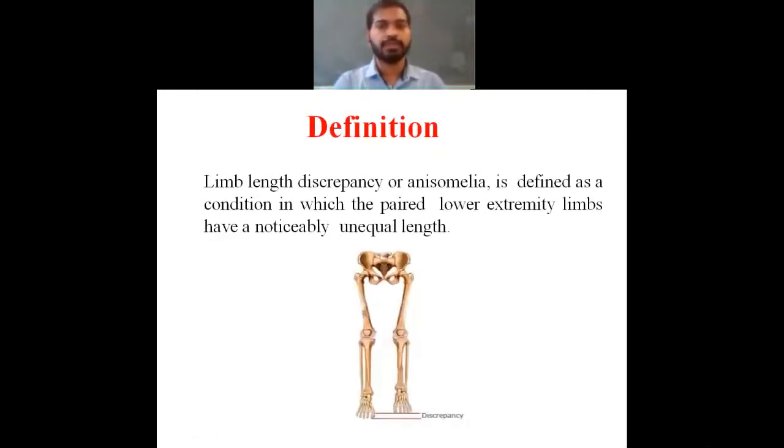So the definition, you already know that. It is limb length discrepancy, otherwise called anisomelia. Just remember, anisomelia is the other name of limb length discrepancy. It is defined as a condition in which the lower extremity limbs have a noticeable unequal length. Can you see the diagram? Can you see the mouse point? We can see the diagram, sir. Okay, still you can see one limb length is longer than the other limb.